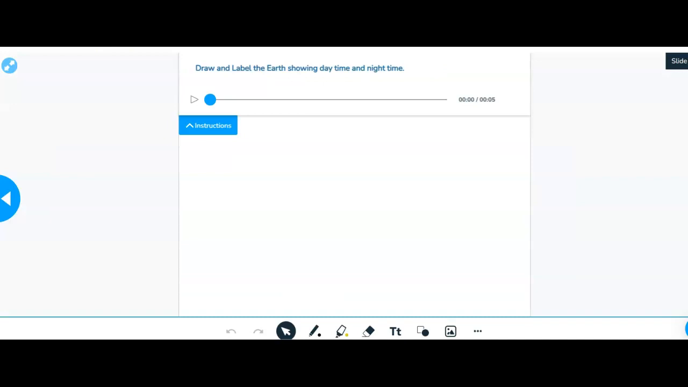Next, I chose the Draw It activity. This is an activity for my creative students. They can draw the earth at different times of the day. Students are able to show what they picture in their mind when thinking of the standard.